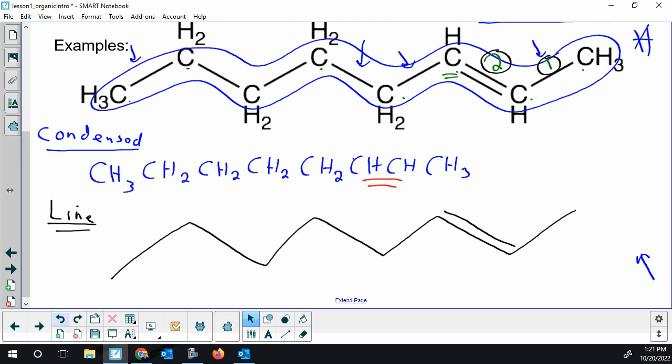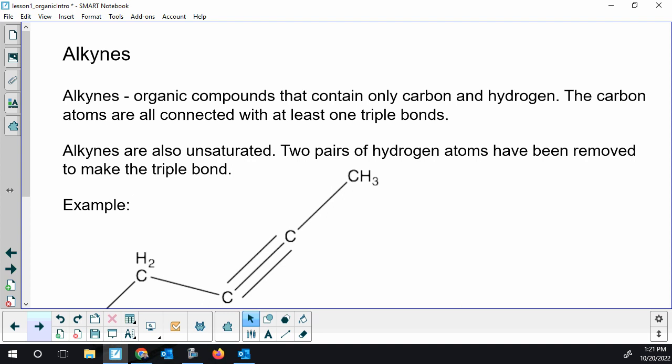So that's alkanes. Sorry, alkenes. E-N-E, double bond. Okay. Alkynes. The Y is pronounced like an I. This is our third family. Exact same first statement. They're organic compounds that contain carbon and hydrogen only. And there's at least one, and we will focus on one carbon-carbon triple bond.